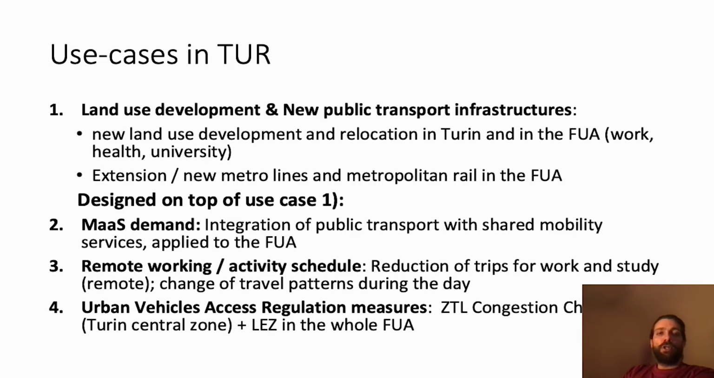The use cases that we model in Harmony are the land use and development of new public transport infrastructure in Turin, where there is a different land use in the functional urban area of Turin: work, health, and university, and also the extension of adding a new metro line and metropolitan rail in the same area. And on top of this use case, we also modeled the mass demand, the remote work and activity schedules, and also we apply a low emission zone in the whole functional urban area in Turin.